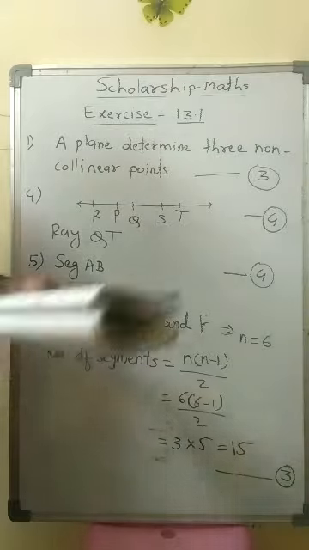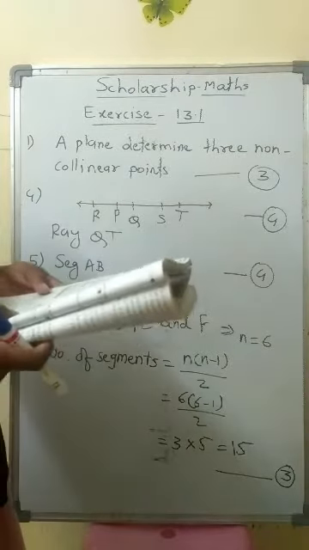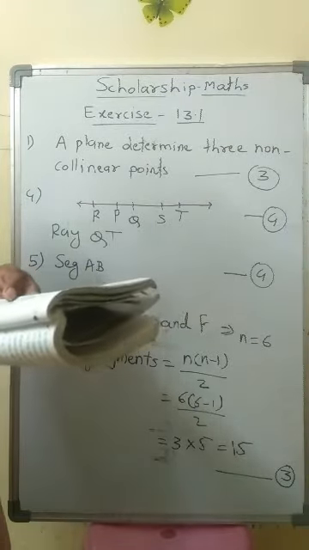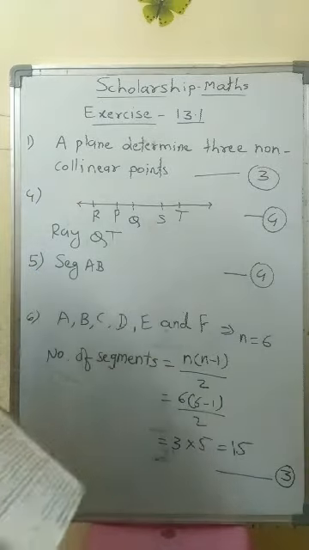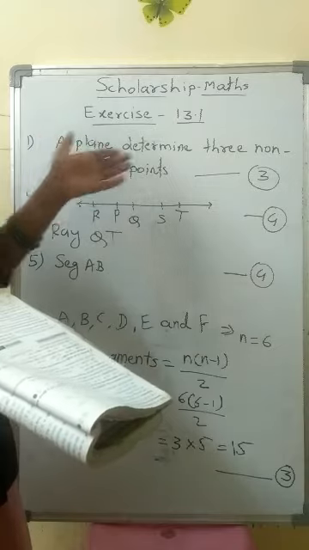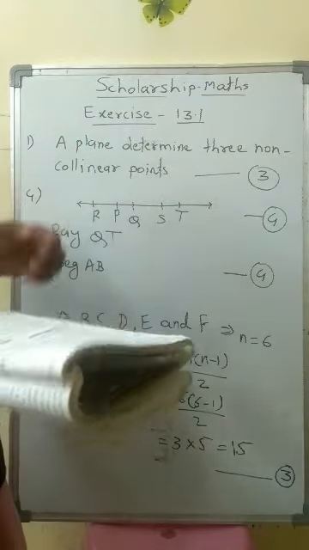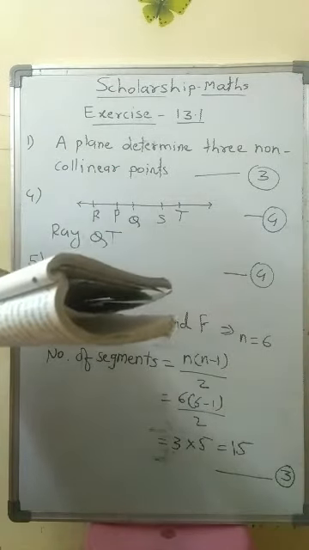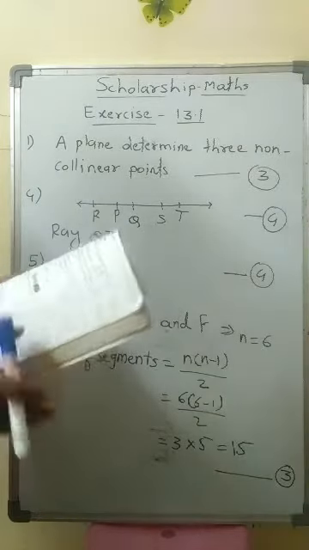First question, open your scholarship mathematics textbook. Which information out of the following determines a plane? You know very well, a plane is determined by three non-collinear points, which is option number three, the answer. The second and third questions are so easy that you can solve them yourself.